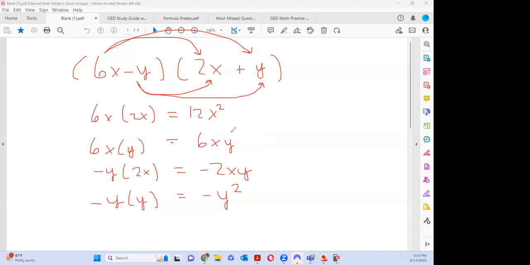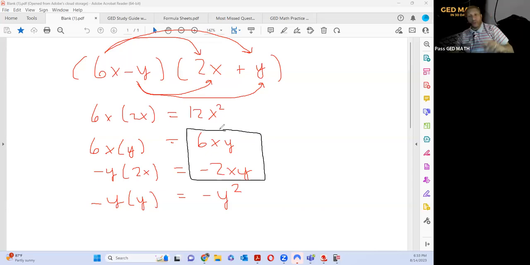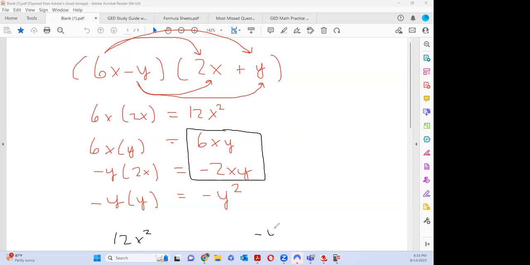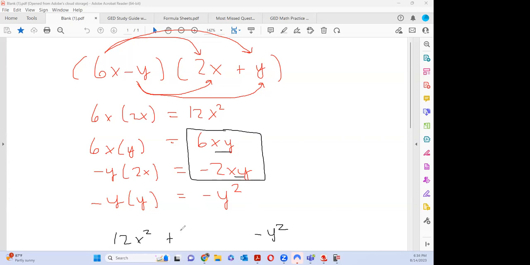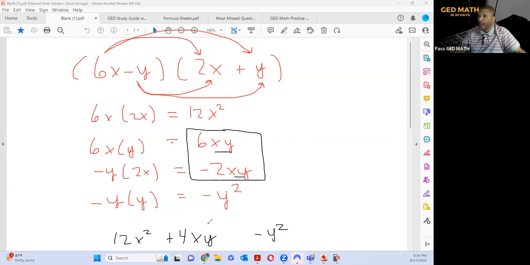Yeah, the 6x and the 2x. The 6xy and the minus 2xy. So we've got to make sure we don't forget those signs. It's 6xy and minus 2xy. So we're going to bring down our 12x squared. We're going to bring down our minus y squared. And since they are like terms, they both have the same variable, so we look at the coefficients. What's 6 minus 2? 4. So positive 4xy. This will be your final answer.